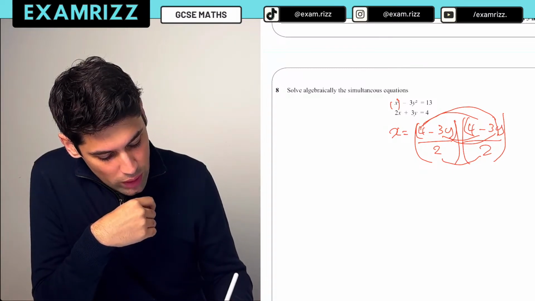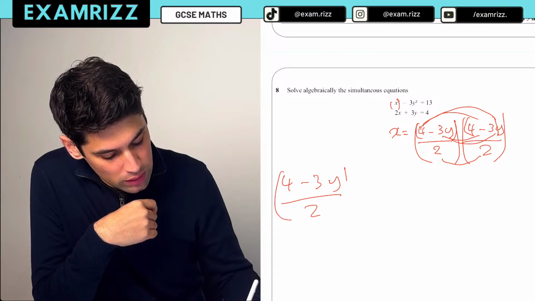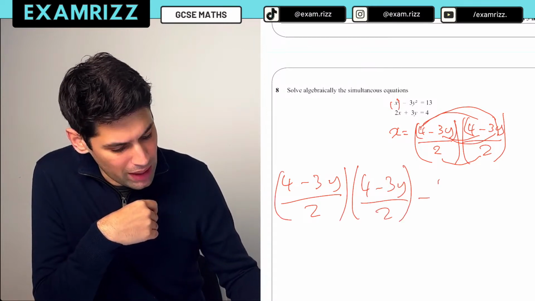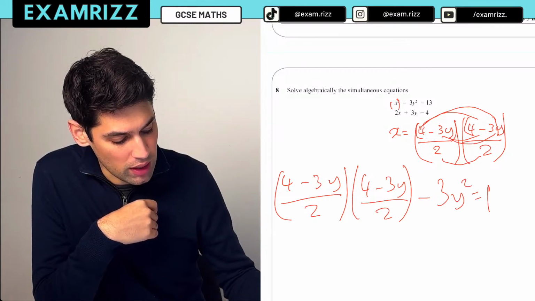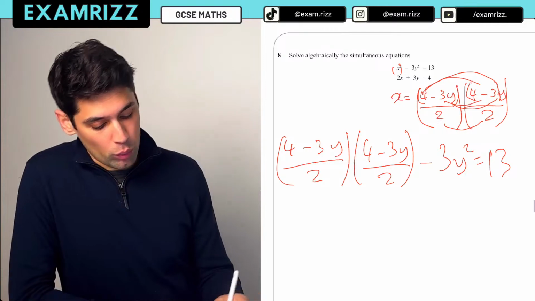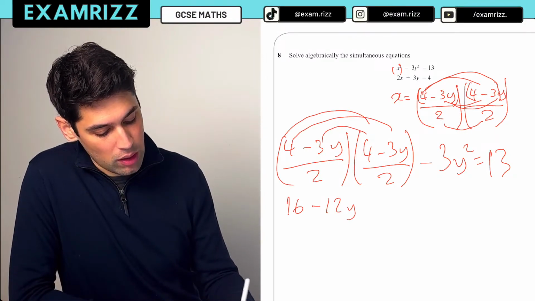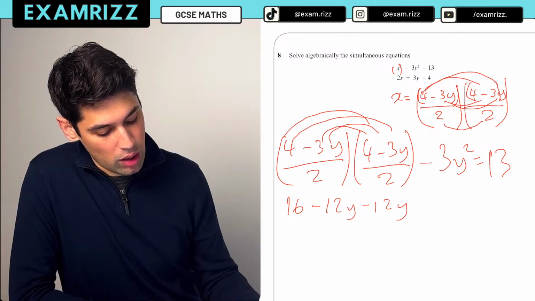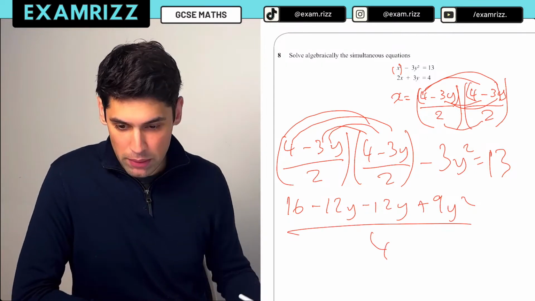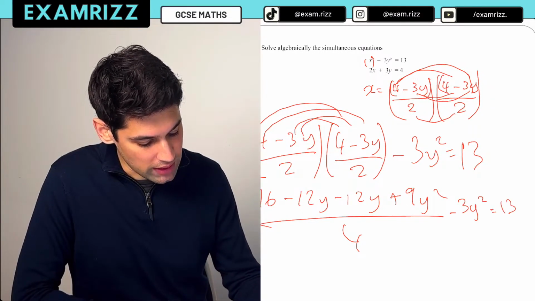We got x squared, so that's going to be 4 minus 3y over 2 times another 4 minus 3y over 2, minus 3y squared equals 13. This is going to be tough, I can't lie. So we do 4 times 4, that's 16, minus 12y, minus another 12y, plus 9y squared over 4. Man, I hardly got enough space to write the next bit. Minus 3y squared equals 13.